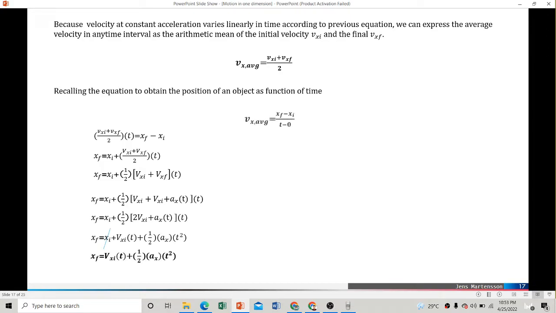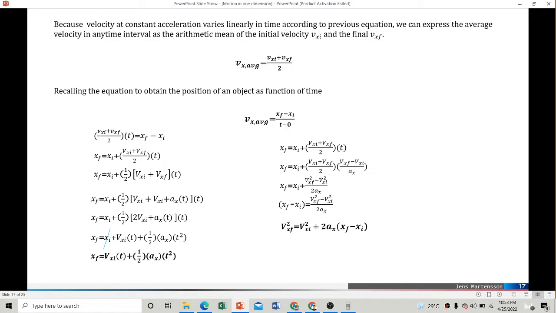So these three equations are the tools that we can use for solving problems in one dimension, and they are very useful for the higher topic, which is motion in two dimensions, called projectile motion. So these three equations are important to use. They are powerful and can be used in 2D.